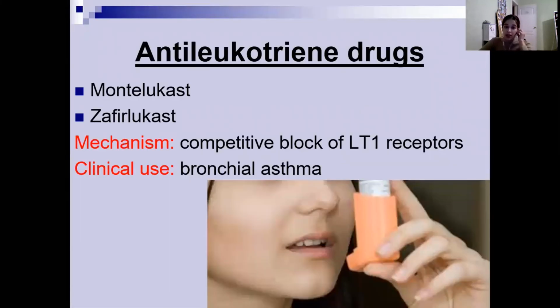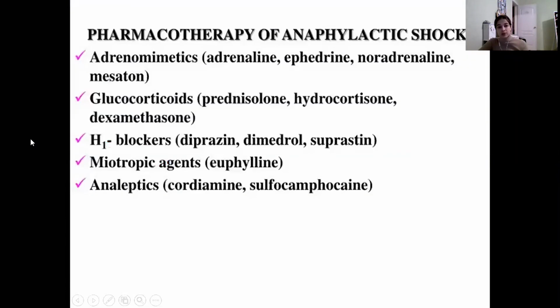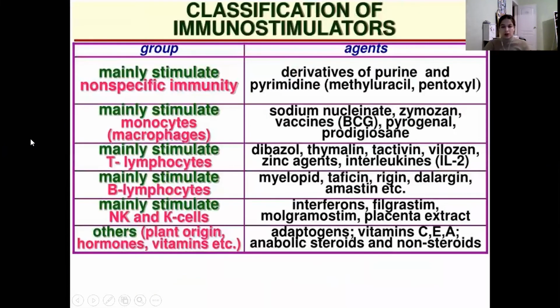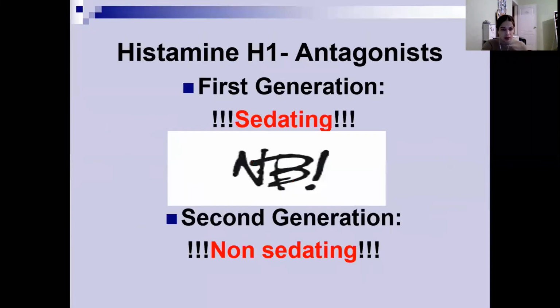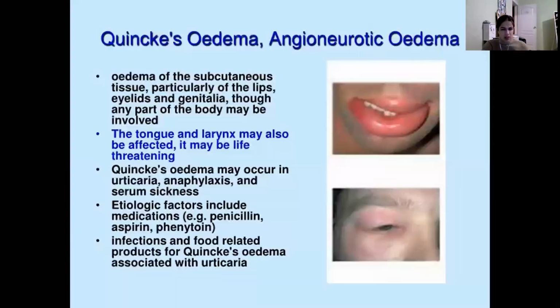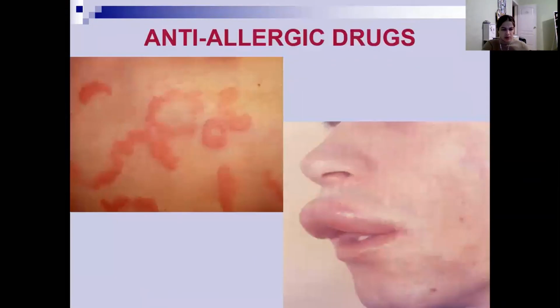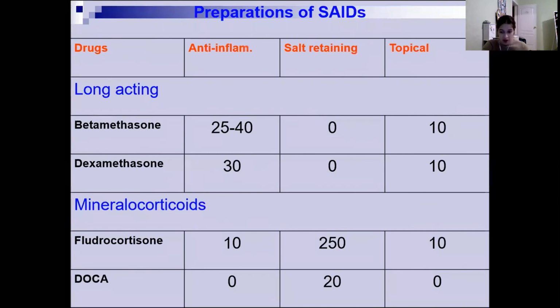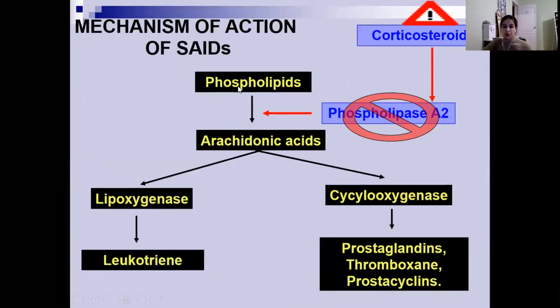And the last group, anti-leukotriene drugs. Leukotrienes are formed from arachidonic acid. If you remember, we open our arachidonic acid slide. Here again we remember that phospholipids convert into arachidonic acid, and then we have two ways. Cyclooxygenase converts it into prostaglandins, prostacyclins and thromboxane, and the enzyme lipoxygenase makes leukotrienes.